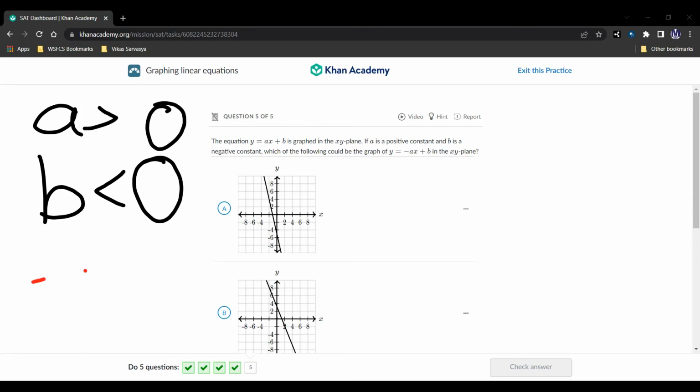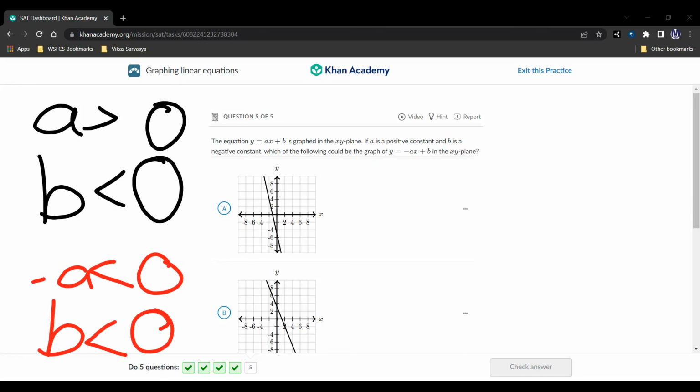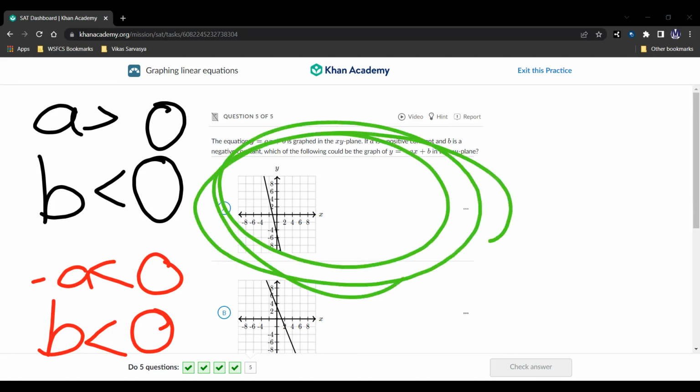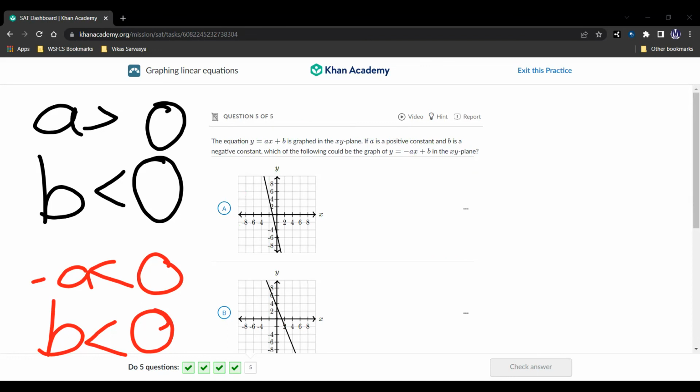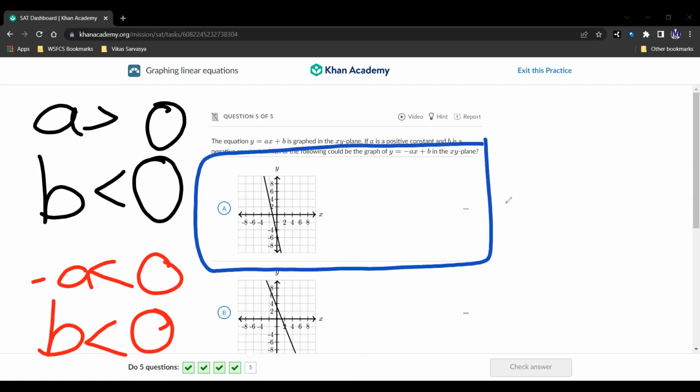So negative a, our slope, is going to be negative, right? Because a is positive. And then b, our y-intercept, is also already negative. So we're going to have a negative slope and a negative y-intercept, which sounds familiar. And we can see here, this choice A, again, has the correct sign of the y-intercept. So our answer is choice A, and we are done with that set of problems.